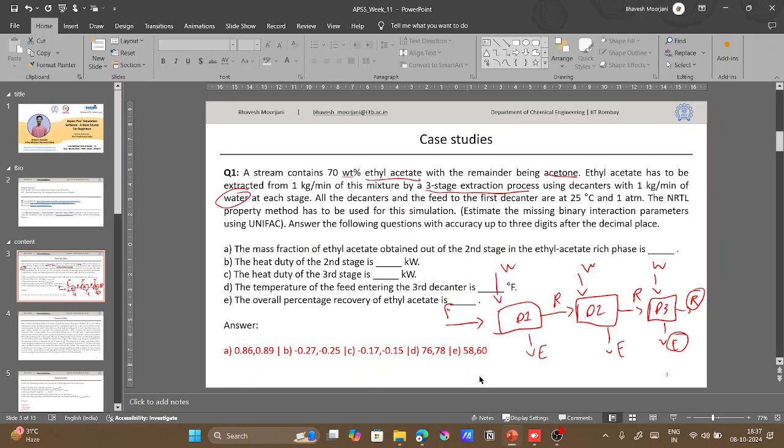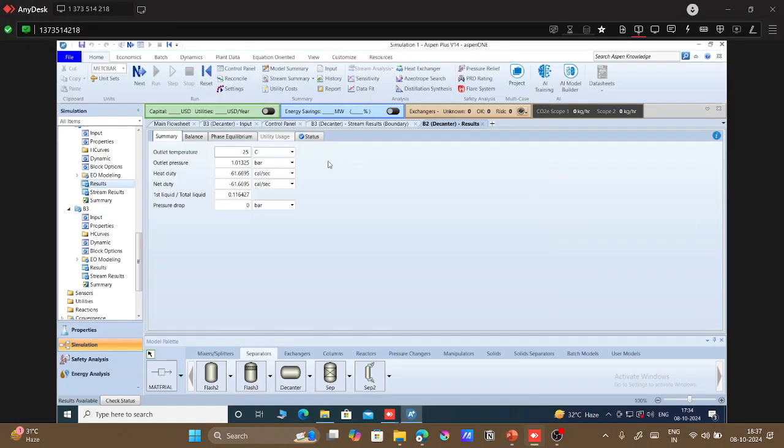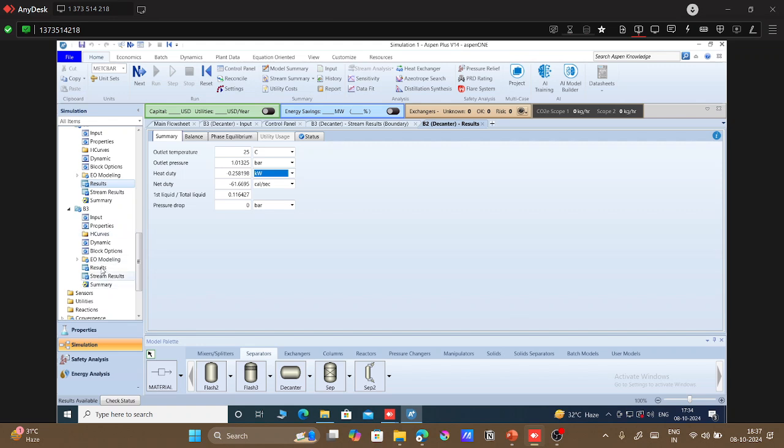Heat duty of the second stage. So for the second stage, heat duty in kilowatt, it's minus 0.258. Again, we are in the range. Heat duty for the third stage, you can check that also. Which is minus 0.164 kilowatt.